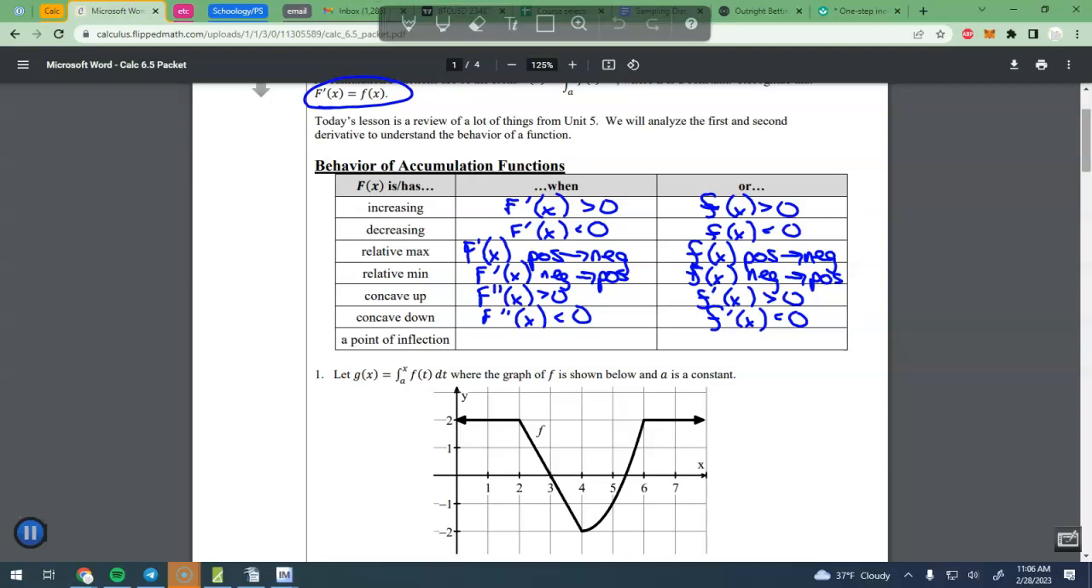And then a point of inflection would be capital F double prime of x switches signs. And like for relative max and min, it matters which way you switch, positive to negative or negative to positive, but for concavity it does not. So the same version over here is little f prime switches signs.